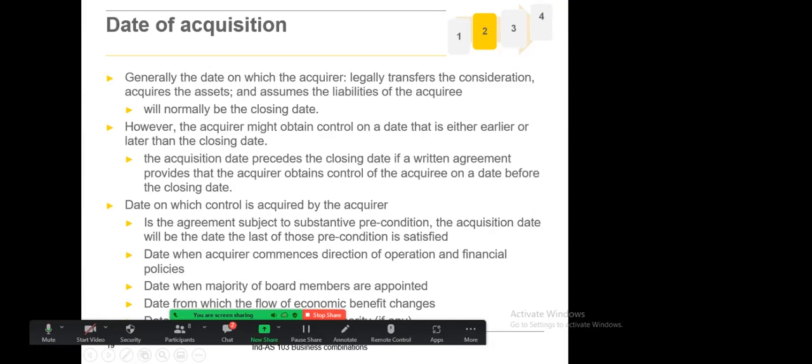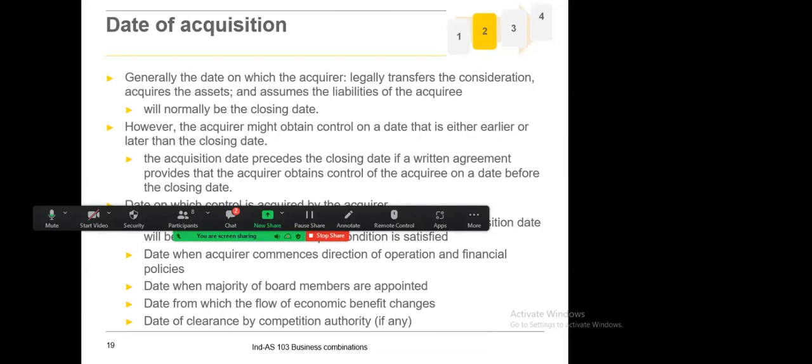Date when the acquirer commences direction of operations and financial policies. Date when the majority of the board of directors are appointed. Date from which the flow of economic benefits changes. The date of clearance by the competition authority. So ultimately, what will be the date of acquisition? The date of acquisition is the date from which the acquirer is obtaining the control. You need to check from when they are obtaining the control, and the date from which the control is assumed by the acquirer will be considered as the date of acquisition.